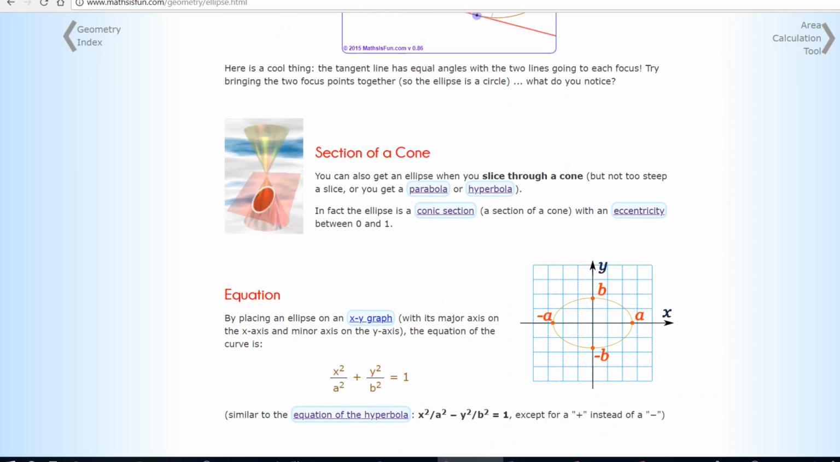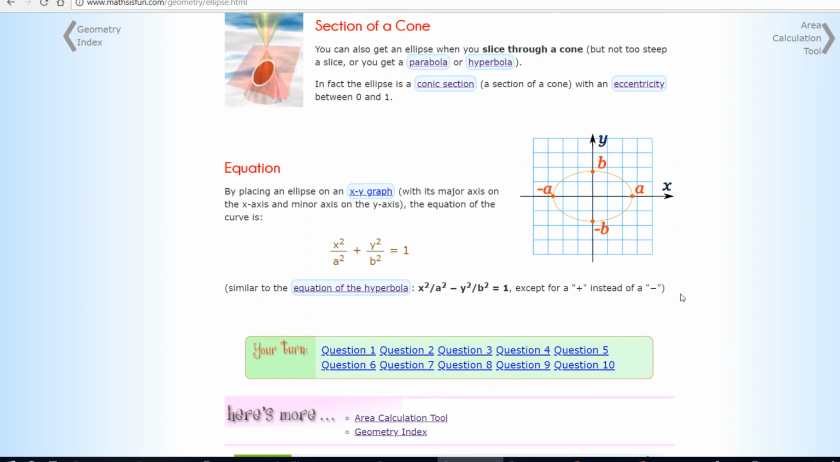All right, and one last thing is the equation of an ellipse. By placing an ellipse on an XY graph with its major axis on the X axis and minor on the Y, the equation of the curve is going to be x squared over a squared plus y squared over b squared equals 1. Now there's a different equation, a little bit different, and we'll talk about it in our next video, for if the major axis is on the Y and the minor is on the X. So I'm not going to get into that quite yet.